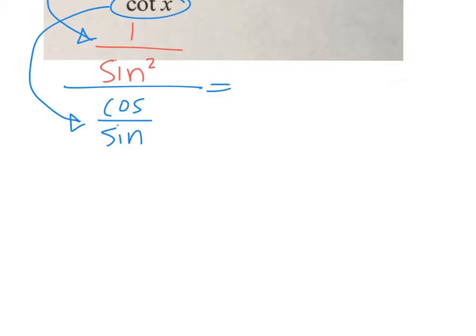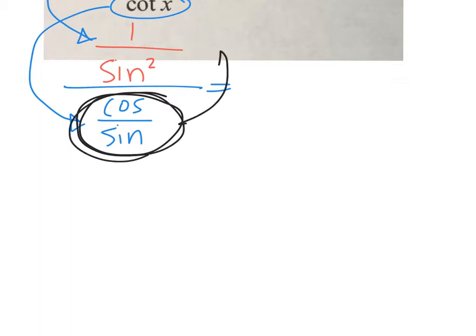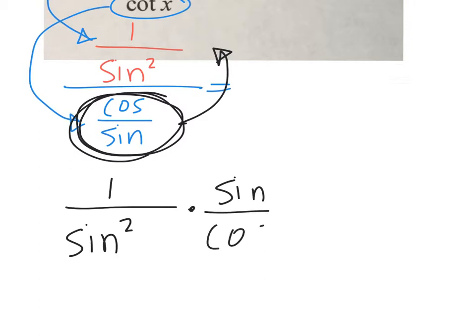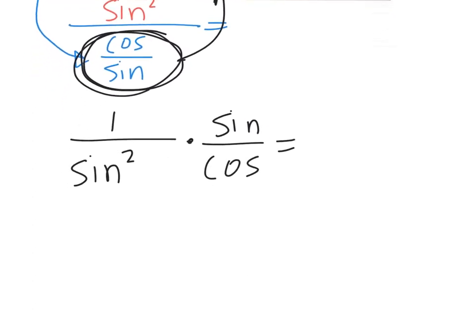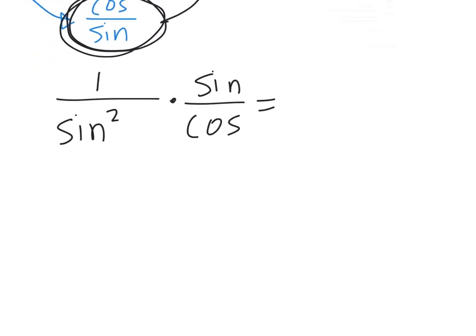So now I'm going to multiply by the reciprocal. I'm dividing a fraction by a fraction, so I'm going to instead multiply by the reciprocal. So I have 1 over sine squared, and I'm going to multiply that by sine over cosine, which is the reciprocal of cosine over sine. So now I no longer have division of a fraction, I have multiplication.